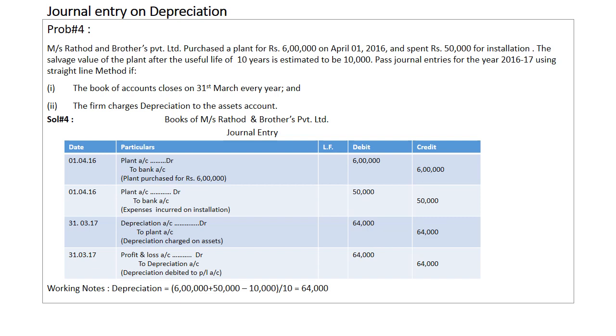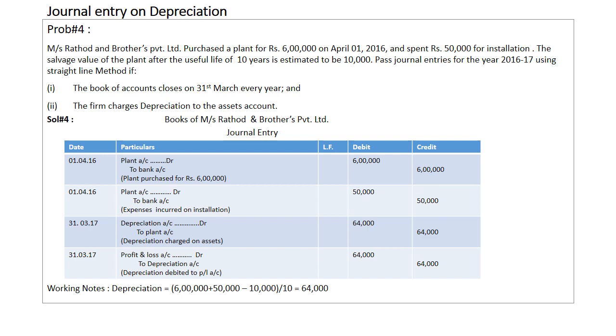If the books of account close on 31st March every year and the firm charges depreciation to the asset account. Here the working notes: depreciation equals the cost of the plant, that is 6 lakh plus installation charges 50,000, less scrap value or residual value after 10 years, that is 10,000, divided by the number of years it is used, that is 10, equals 60,000.